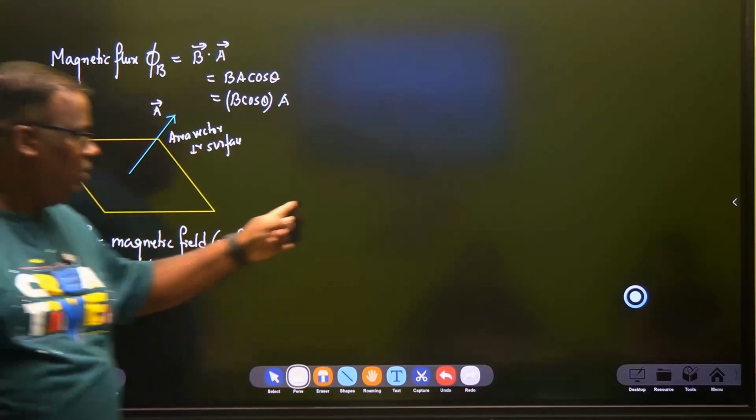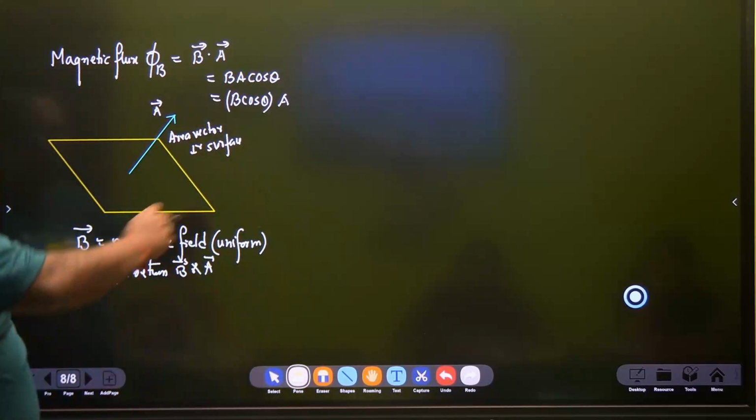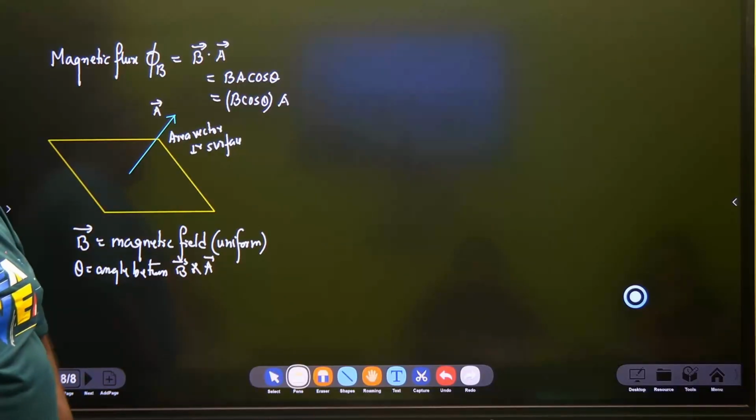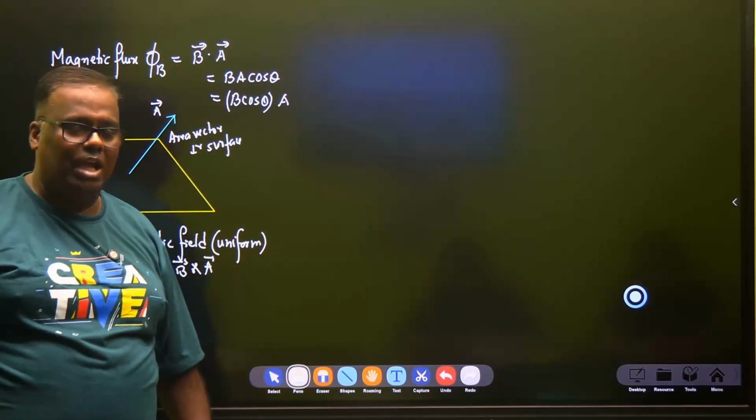What is the area vector now? Facing you. And what is the magnetic field vector? Facing left or right. How much is the angle? 90 degree. Cos 90 is 0. So flux becomes 0.